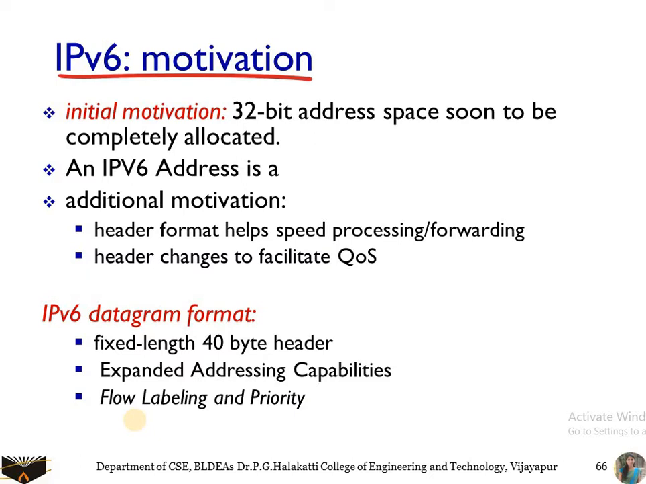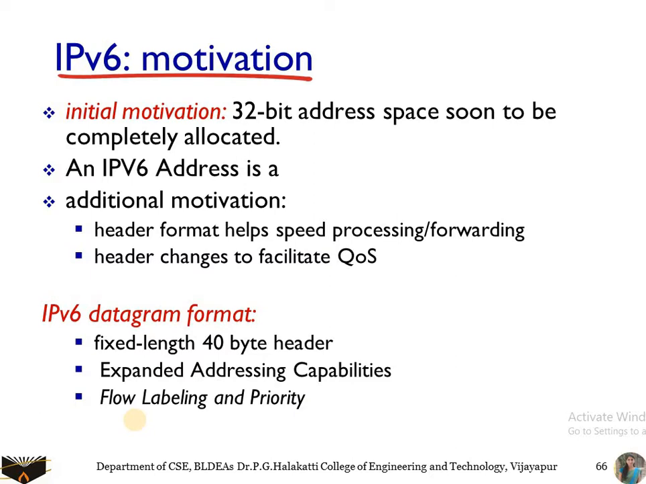So here the IPv6 address has an additional motivation: the header format helps to speed up processing as well as forwarding. This IPv6 has a special header format which is going to help in speeding up processing as well as forwarding the packets. Header changes facilitate quality of service. So the service provided by the internet also helps to forward the packets at a faster rate with the best quality of service.